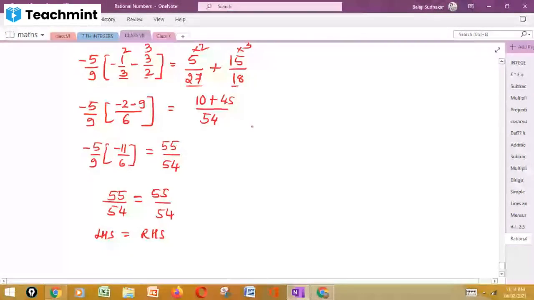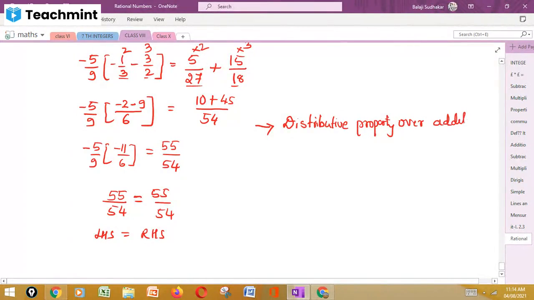After you have to solve many problems like this, after solving many problems, you have to take the examples and solve the values in this form. You have to know that finally we conclude, what we have to conclude? Distributive property over addition is satisfied. Very good.